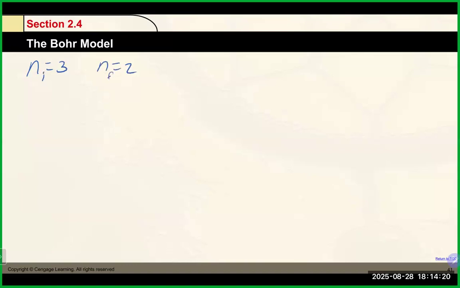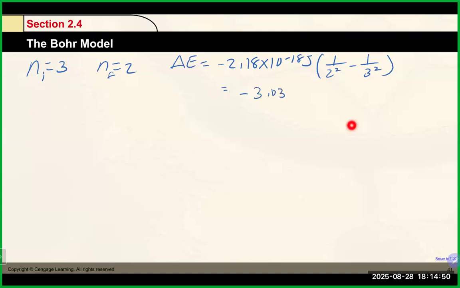So initial and final, once again, we are dropping energy levels. So our change in energy is minus 2.18 times 10 to the minus 18 joules, 1 over 2 squared minus 1 over 3 squared. And that's 1 divided by 4 minus 1 divided by 9 times 2.18 times 10 to the minus 18. Going to get us again a negative 3.03 times 10 to the minus 19 joules. Again, just like the other two, we are going from higher energy to lower. So we do expect a negative value here.